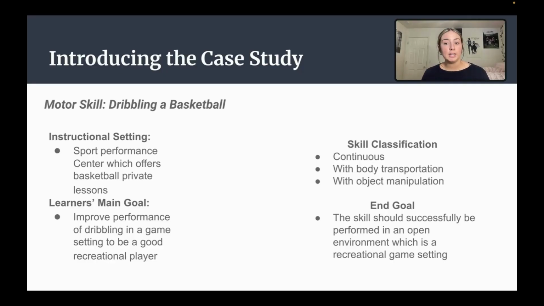So our skill classification, we chose continuous just because when dribbling a basketball down a court, there's not a stopping or a starting point. And then there is body transportation and object manipulation, the object being the ball, and then body transportation being dribbling, either walking or running, not just staying in place, just because that's not relevant for a game setting. And then the end goal for our participant is that the skill should successfully be performed in an open environment, which is the recreational game setting.